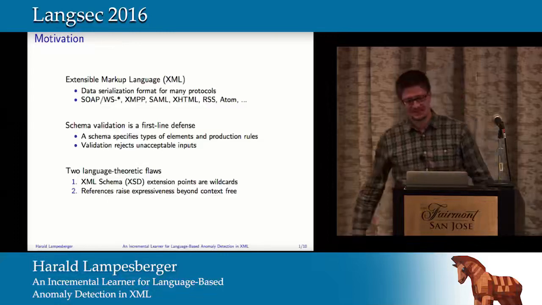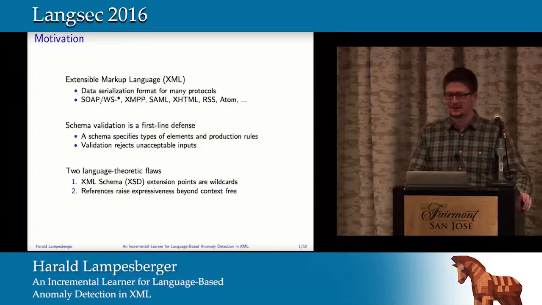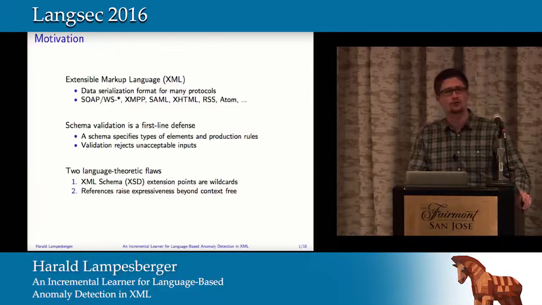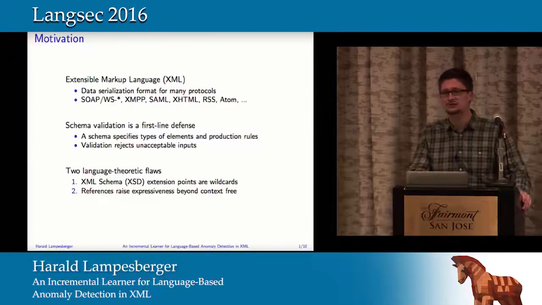And in the LangSec sense, you can think about schema validation as a first-line defense. A schema is like a tree grammar. It specifies types of elements and production rules, how these types are allowed to expand in a document. And validation is then to check whether a document conforms to a schema, and it should reject unacceptable inputs. But it's not that easy because there are two language theoretic flaws.